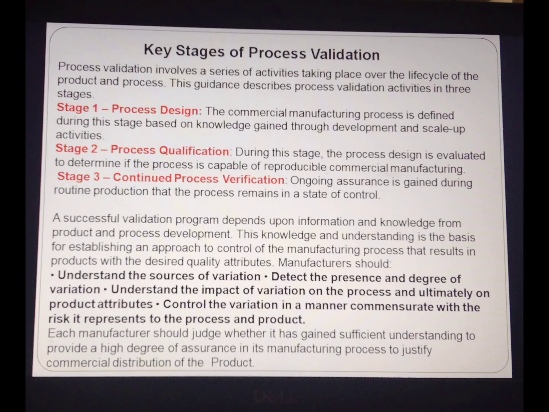During this stage, process design is evaluated to determine if the process is capable of reproducible commercial manufacturing. Stage 3: continuous process verification. Ongoing assurance is gained during routine production that the process remains in a state of control.